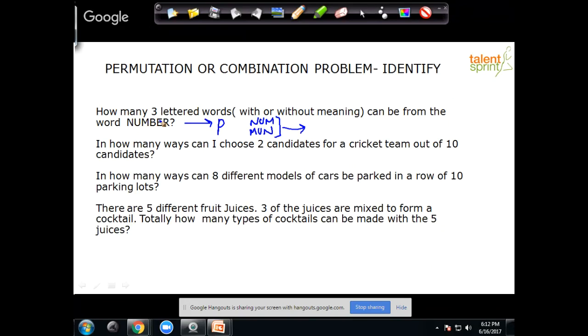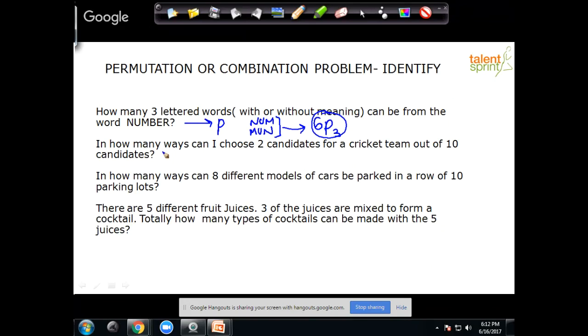So out of totally how many letters do we have? N, U, M, D, E, R. 6 letters, correct? Out of 6 letters, we have to take 3 letters at a time and arrange them. So in how many ways can that be done? It can be done in 6p3 ways. Correct? So the answer for this question is 6p3 and this question is from permutations.